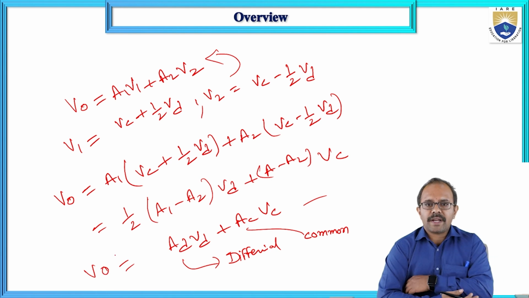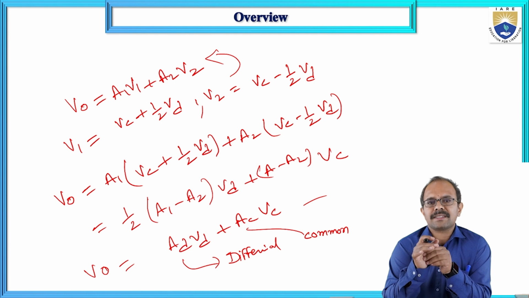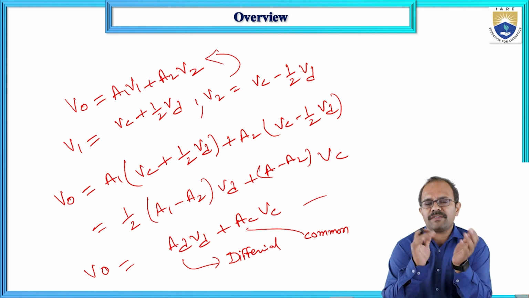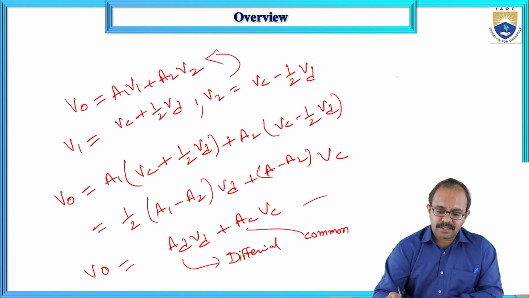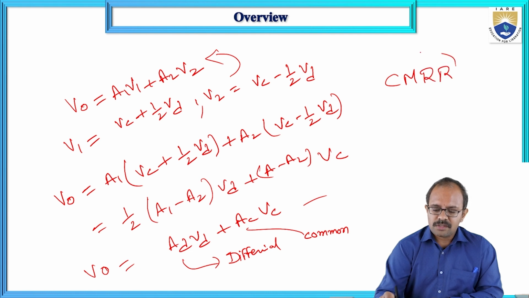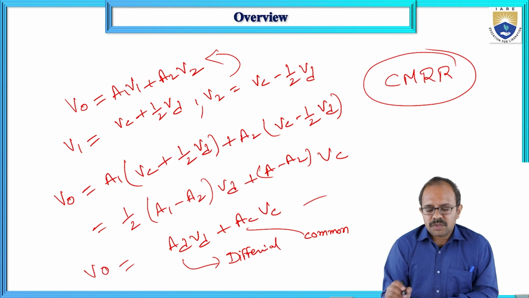Now we are able to express V0 as a combination of both the differential gain as well as the common mode gain. So we are going to define another term, that is common mode rejection ratio. This is very, very important for the differential amplifier. We will continue the discussion in the next class.